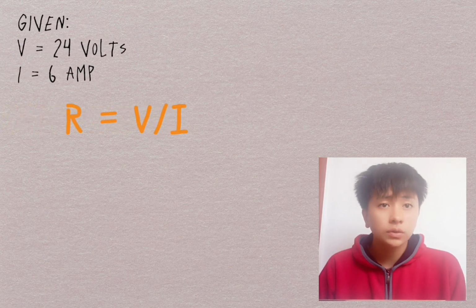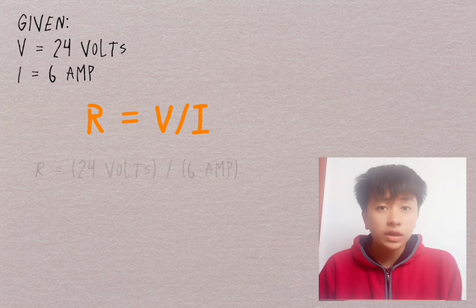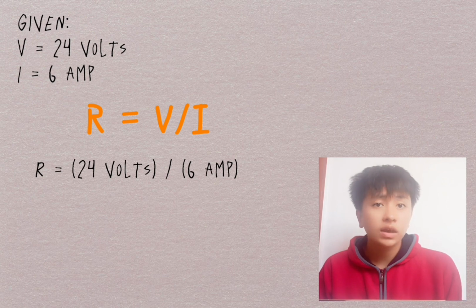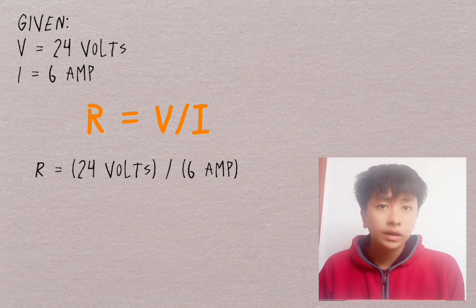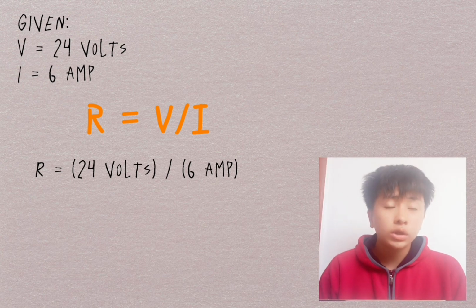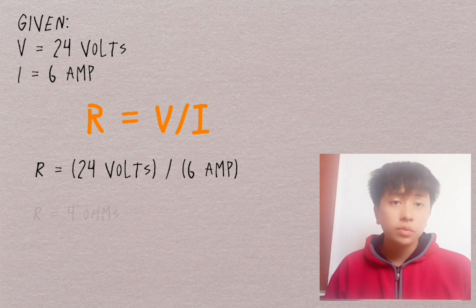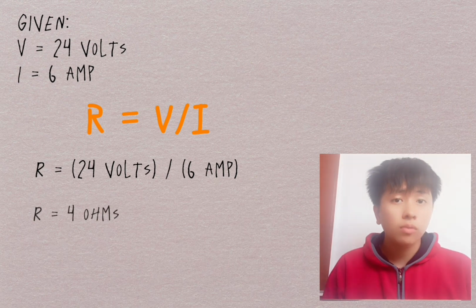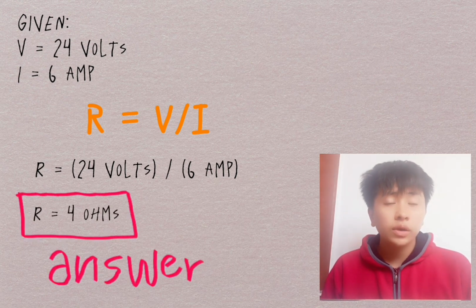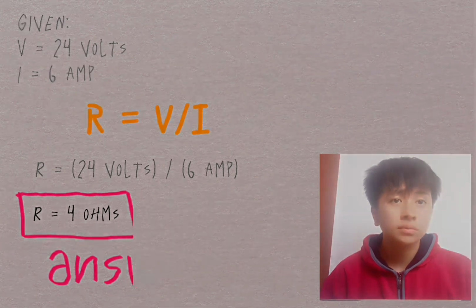So we need to determine the resistance. We will substitute V with 24 volts and I, or the current, with 6 amperes. Then we will divide them. We get a resistance of 4 ohms, which is the answer we are looking for in problem number 3.